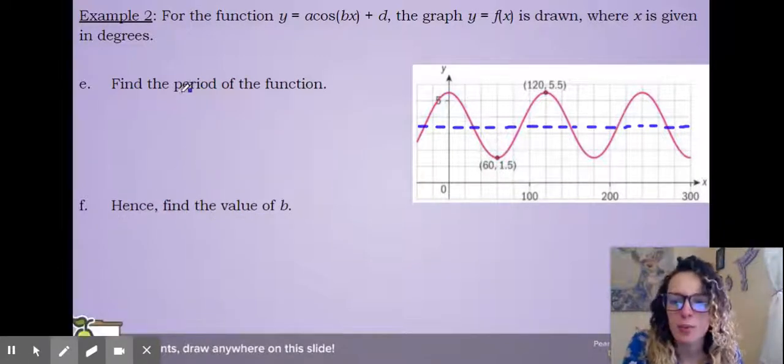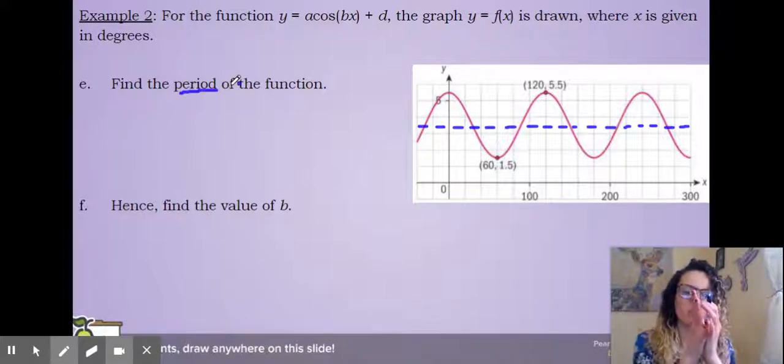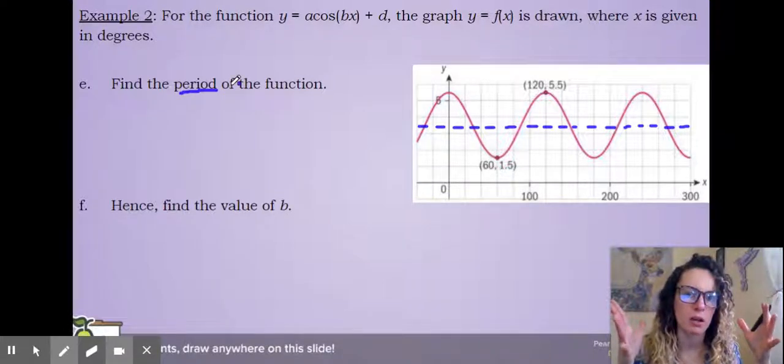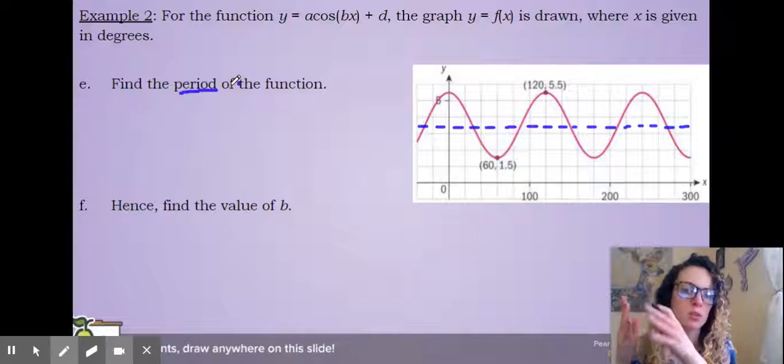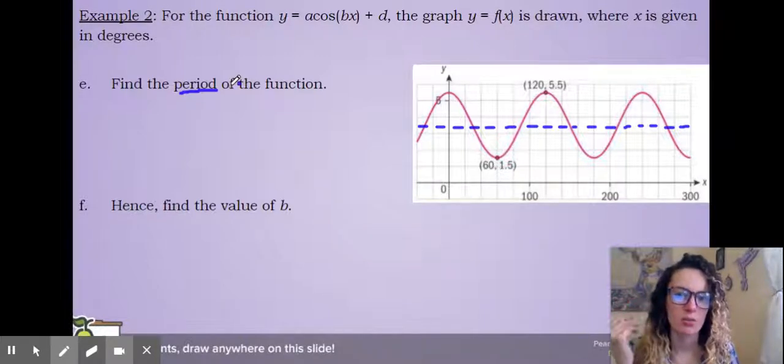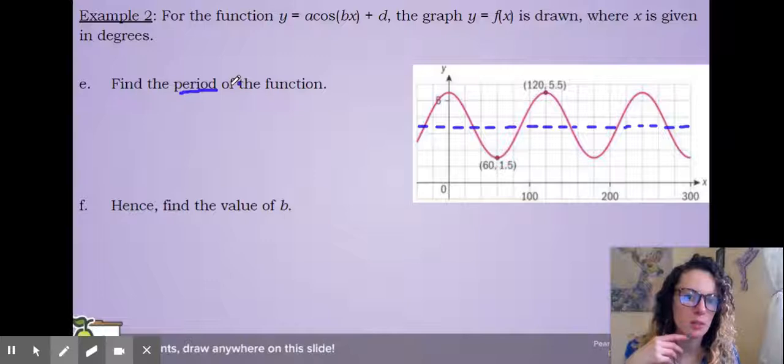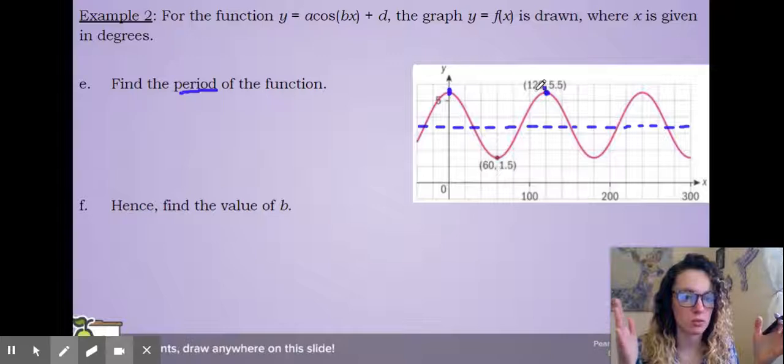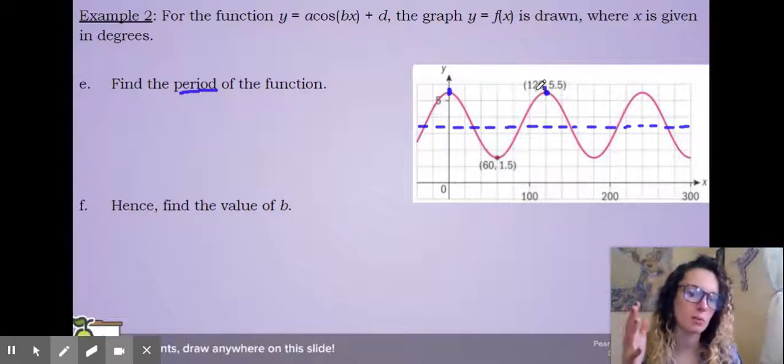Part E, finding the period of the function. So the period, remember, is the horizontal distance that it takes for the function to start repeating itself. So lots of different ways you can find this. It really depends on the graph that you're given. For this graph, we're given a large portion of it, so it is helpful that we have that much of it. But we can, option 1, find maximum point to maximum point, the horizontal distance between the maximum points. That'll get us the period.